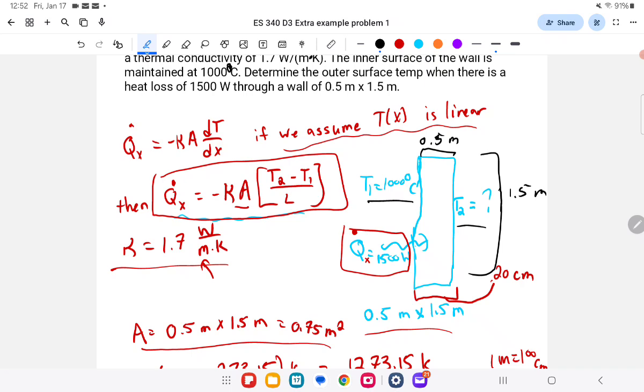So the assumption here is that the heat transfer always goes in the direction where the temperature is decreasing. Okay, and that's actually the reason for this negative sign here. So in the direction of decreasing temperature.